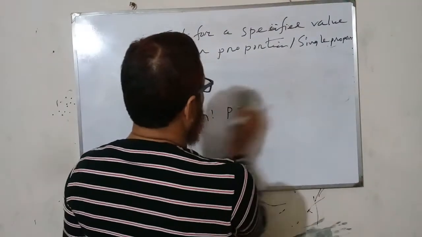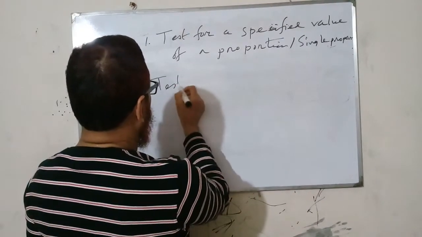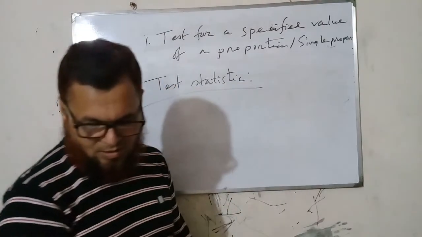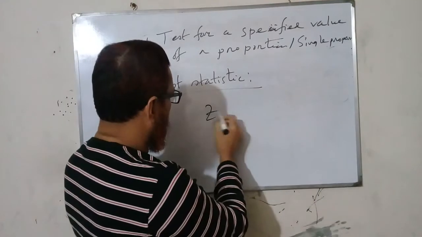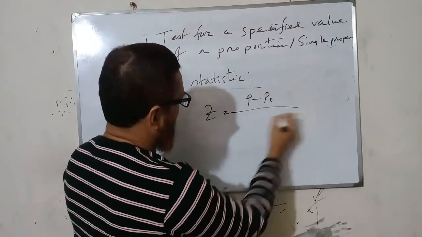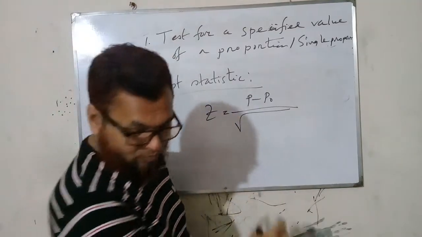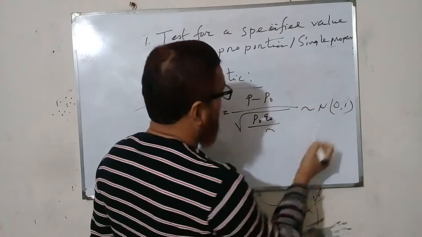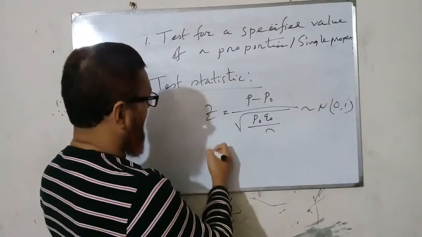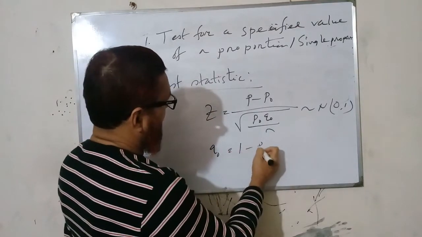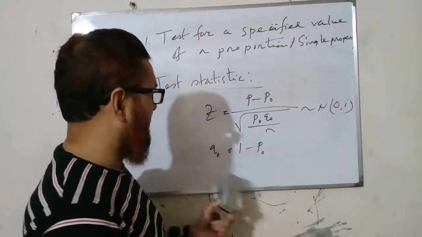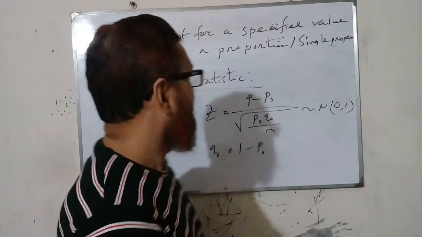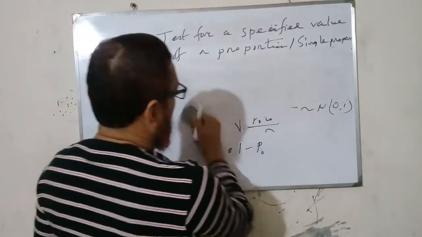Next, test statistic. The appropriate test statistic is Z equal to (p minus P0) over root of P0 Q0 by n, which follows standard normal distribution, where Q0 equal to 1 minus P0. Since it is Bernoulli distribution, P is success and Q is failure.